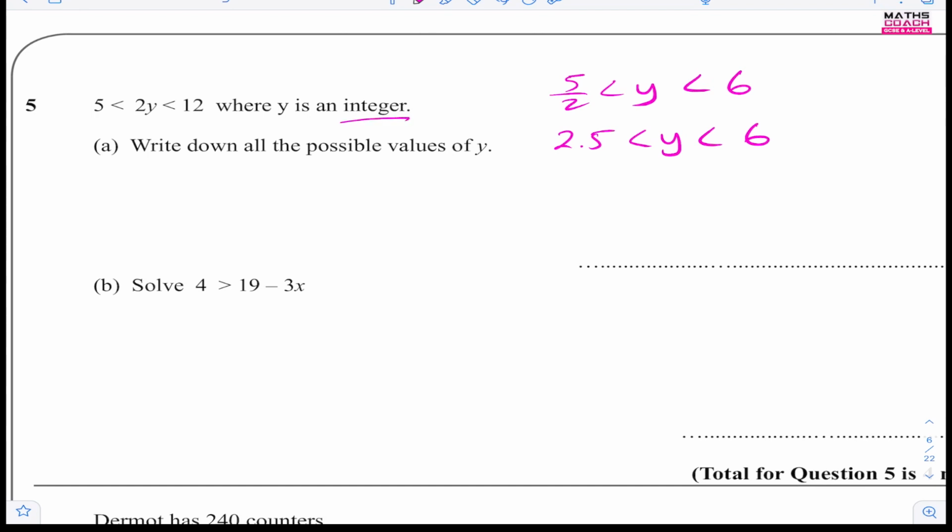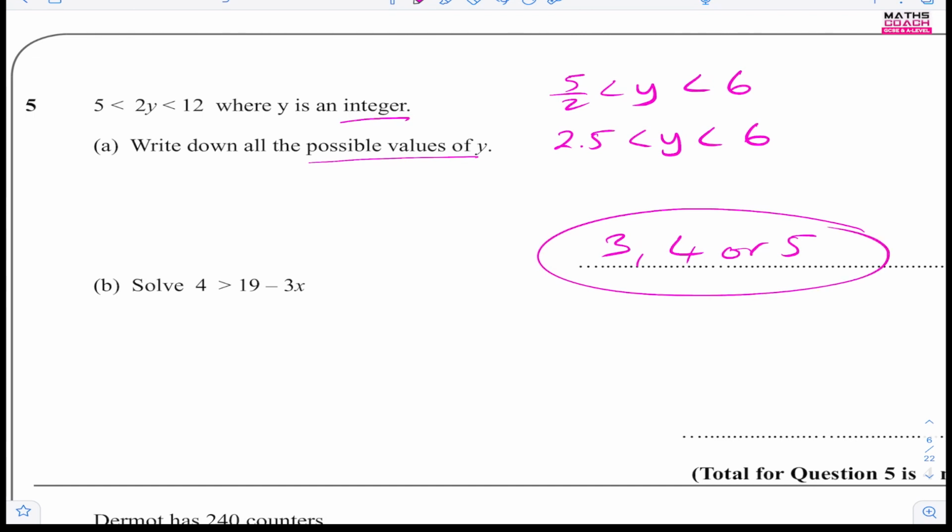Now an integer is a whole value. So the possible values of y, the first one would be 3. Second one would be 4, and the last one would be 5. So we can have 3, 4, or 5.